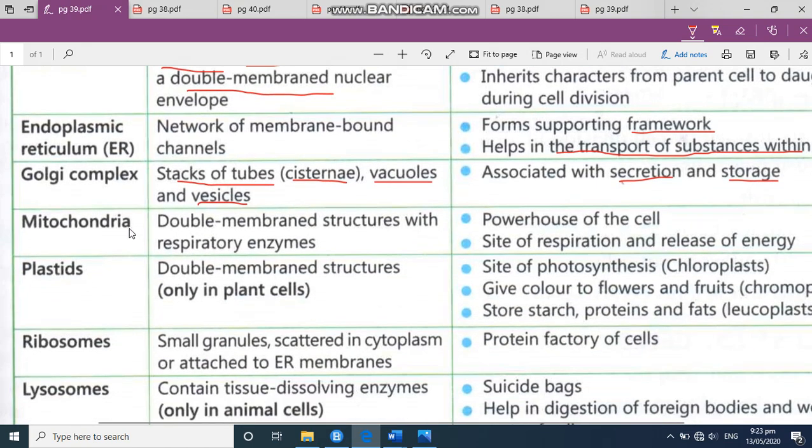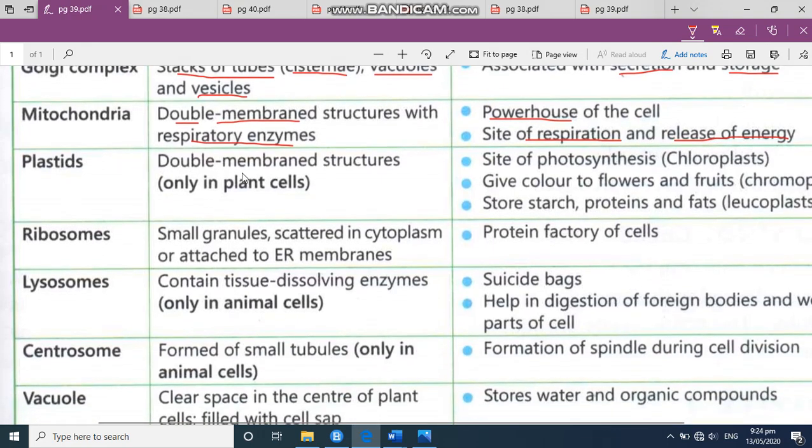Then comes mitochondria. Now this is also a double membrane structure, and it has many respiratory enzymes. So you can underline respiratory enzymes, underline this, and also it is known as the powerhouse of the cell, because respiration takes place in mitochondria. That is, when there is oxidation of glucose, we will get energy. So it releases energy in the form of ATP.